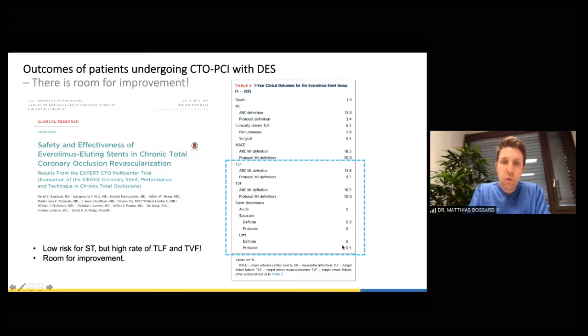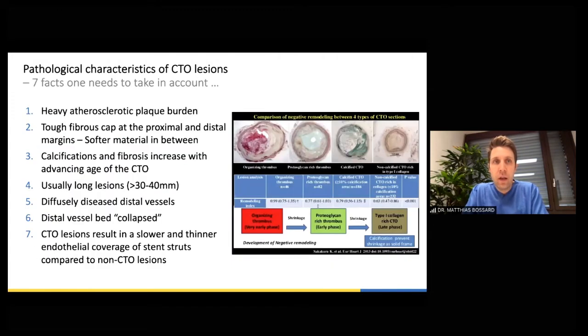And I picked this slide to highlight how high the target vessel failure rate is in those patients, and those are the outcomes after 1 year. You can see there has actually been a target vessel failure of up to 16%, which I consider very high. And that's a signal which has been reproduced by other studies as well. We need to take that into account when we manage patients with CTO lesions and contemporary drug-eluting stents.